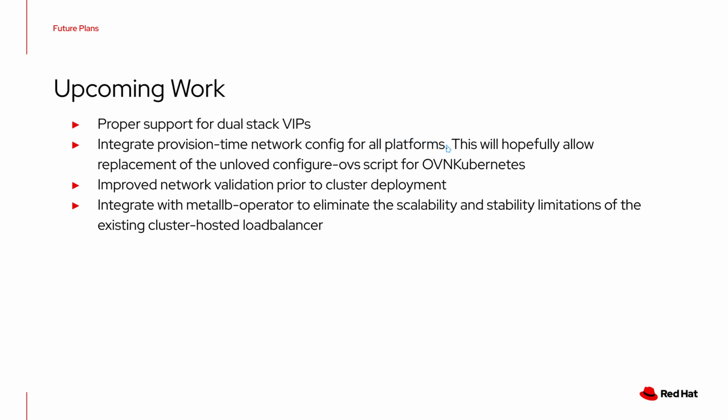We also want to add support for the provision time network config on all platforms, and again, that's in service of replacing the much unloved configure OVS script for OVN Kubernetes. Having to try to script the bridge creation has turned out to be a real big hassle, and it's not very flexible. And when you have customers who want to do something that's kind of unusual or unexpected by the script, it's really hard to do that. So we're really hoping that the provision time network config can replace that, and we can have the bridge created at provisioning time, and then we don't have to worry about all of the runtime configuration that configure OVS does.